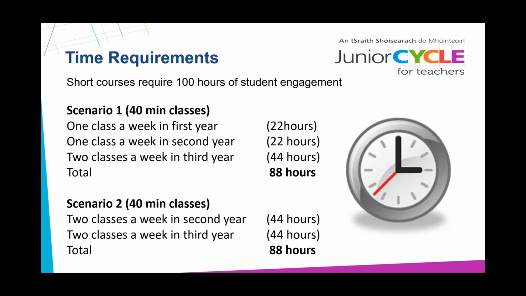So scenario one here, this particular school has decided to run a short course, and they're offering one 40-minute class a week in first year, one 40-minute class a week in second year, and two 40-minute classes per week in third year. Of course, it doesn't have to be in third year. That school could have decided to have the two in second year and one in third year, or two in first year, one in second year, one in third year. Choice and flexibility here for a school.